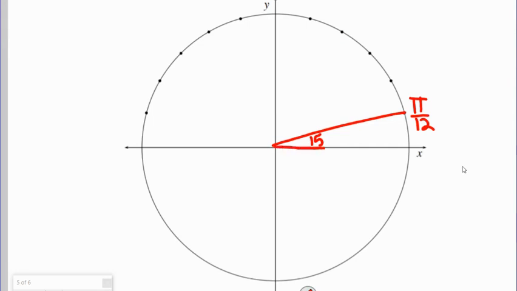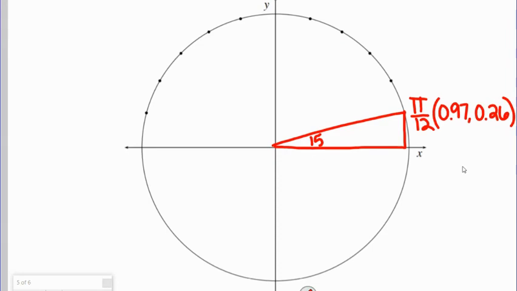Remember that the cosine corresponds with the x-coordinate. The sine corresponds with the y-coordinate, okay? So if I go cosine of pi over 12, I get 0.97 for the x-coordinate. If I go sine of pi over 12, I get 0.26 for my y-coordinate. Okay, we probably wouldn't have been able to figure those out other ways, all right?